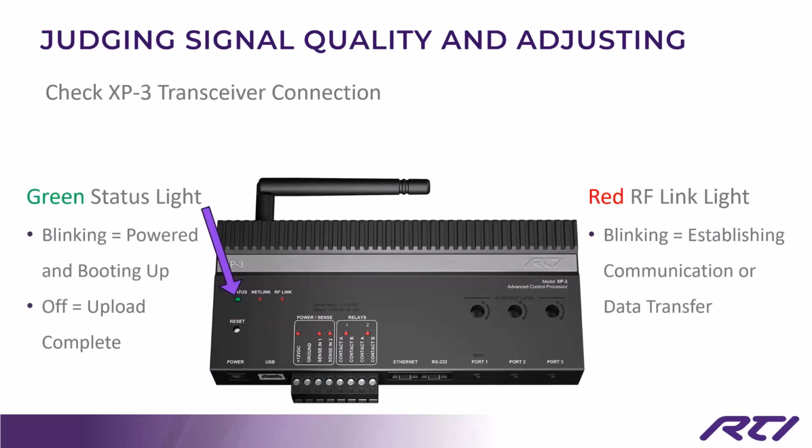Well, the green status light, if it's blinking, means it's powered and booting up. If it's off, the upload's complete and you don't have to worry about anything. So it's uploaded the program, everything's good. If it's blinking, it's powered up and getting all that information, and then once it goes off, you're in good shape. The red RF link light right here, if it's blinking, it's establishing that communication or that data transfer.